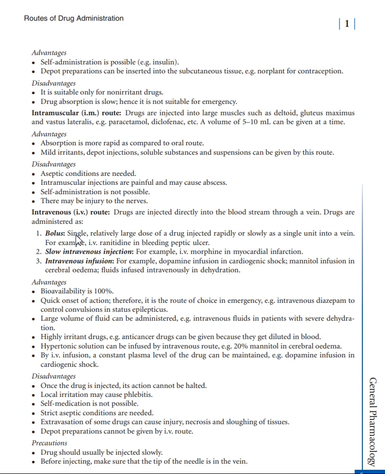Now in bolus, a single and relatively very large dose is injected. Example, ranitidine for bleeding of peptic ulcer. Slow intravenous injection, what is that? Morphine in myocardial infarction. Okay, then you have intravenous infusion, for example dopamine infusion in cardiogenic shock, or mannitol infusion in cerebral edema, or fluids are infused intravenously for dehydration.